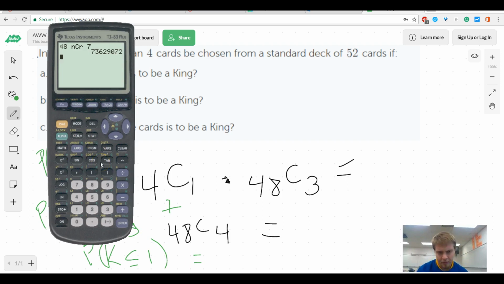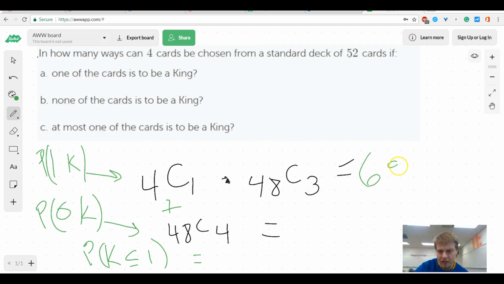So I do 4 choose 1. Probably really don't have to do that because that's just 4. If you don't know why that's just 4, I would spend a little time working that out longhand. This one is a little bit trickier to do, so that's a big number. 69184.